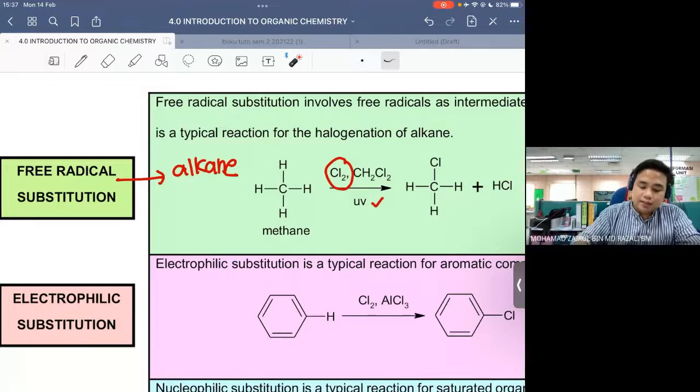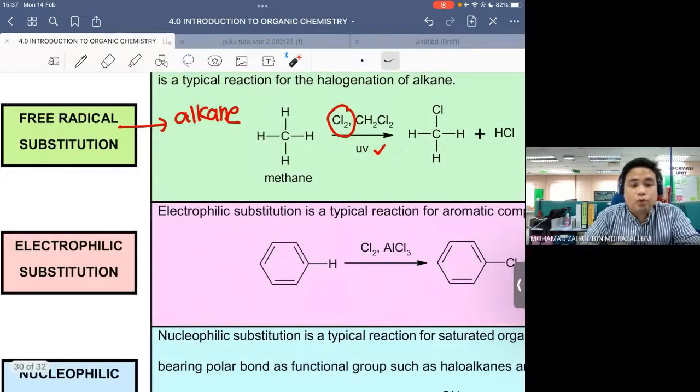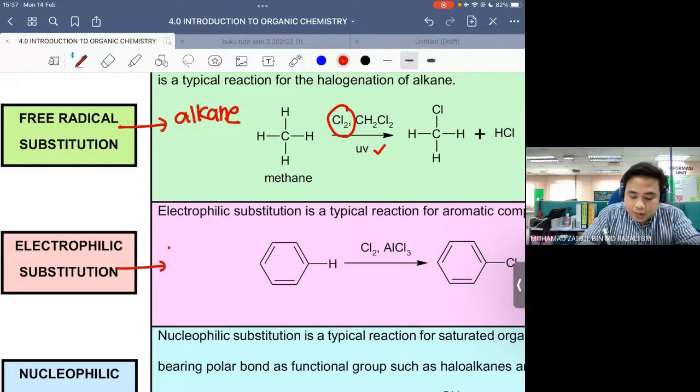Okay, another type of substitution is electrophilic substitution. Electrophilic substitution ini adalah karakteristik reaction untuk benzene.